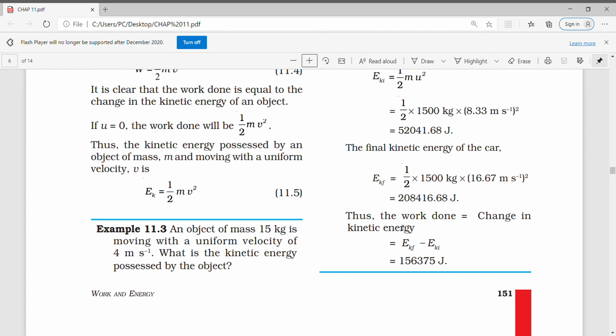For finding work done, you are to write change in kinetic energy, and change in kinetic energy will be final kinetic energy minus initial kinetic energy. So you subtract these two values and you will be getting answer. So this work done, that will be 1,56,375 joules. Other examples we'll be doing in the next video.